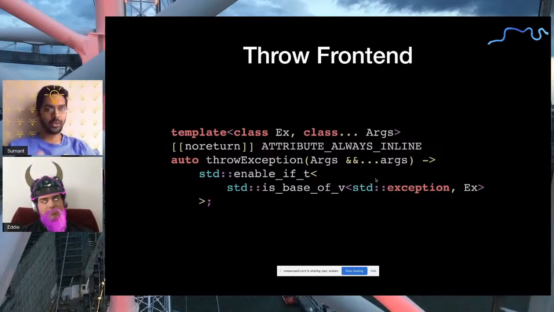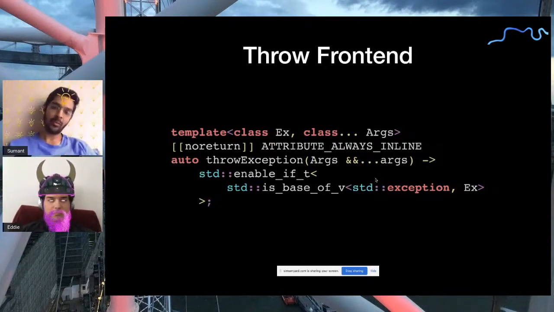First of all, notice that it's templated on the type of the exception object, and then it also takes a variadic number of arguments for constructing this exception object. Part two is that it's marked as no return. So we are strongly telling the compiler that this function is not going to return, it's going to throw.